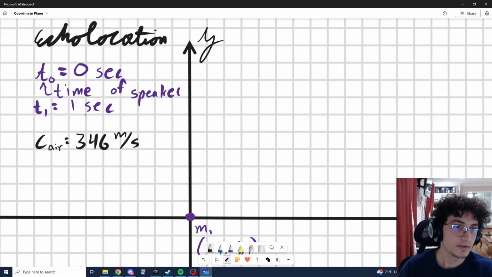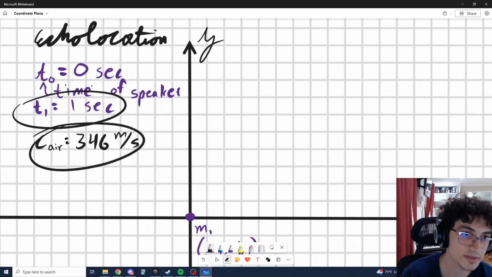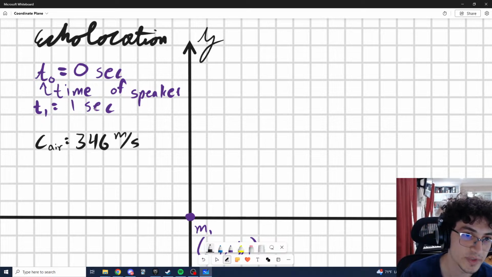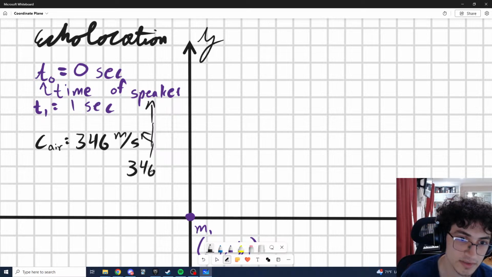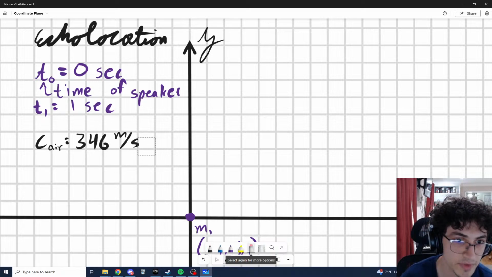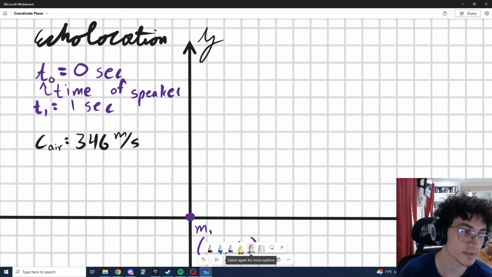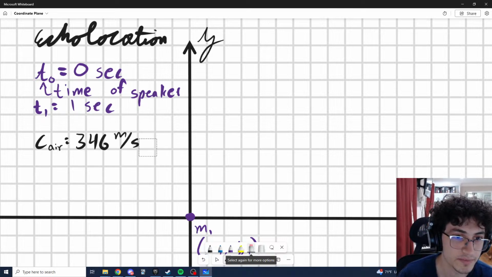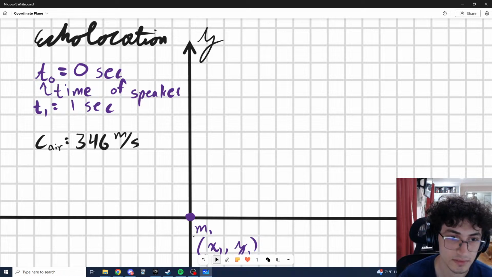Okay, so that tells me now, if I multiply 346 times 1, that the speaker has to be 346 meters away from the microphone. And thanks to the magic of modern computing power, we can actually do this much faster. We can get this down to like 0.1 seconds, 0.01 seconds, and we can get pretty accurate with our distances. Okay, so let's take this and put this up here.